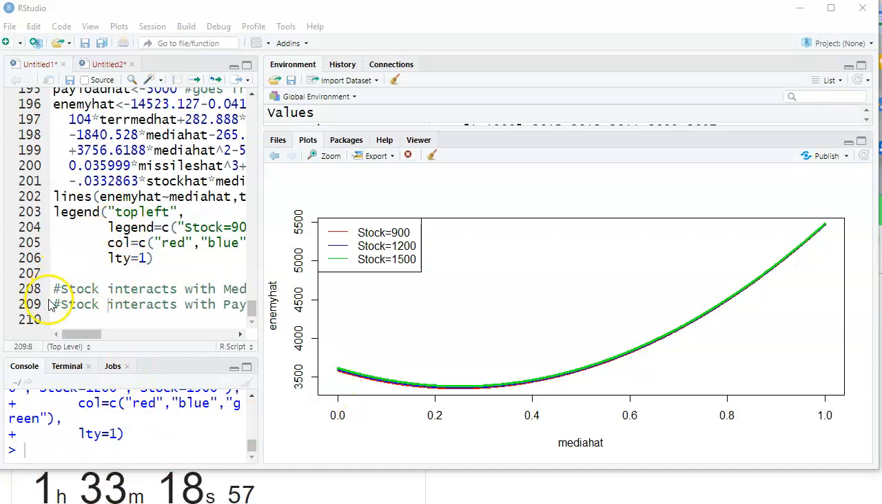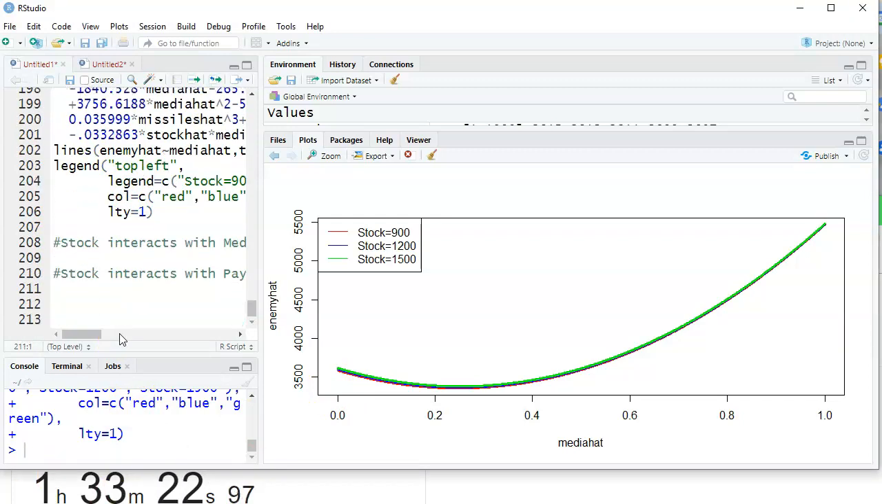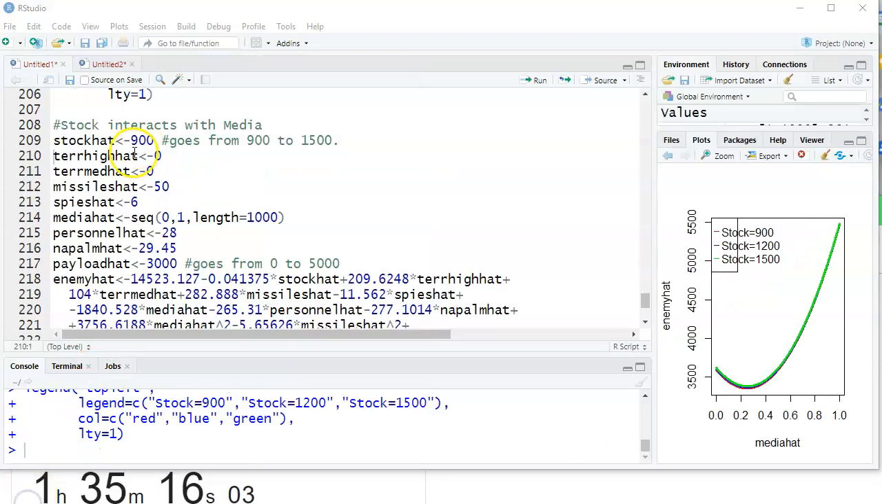Okay, stock interacting with the other two. Now, stock interacts with two different variables. So some people might say you really ought to have a 3D plot. That's more than what this class would expect. So instead, I'm going to do a stock versus media and then a stock versus payload. So since these are stock plots, I need a sequence from 900 to 1500. Now you might say, hold on, we just did the plot with media and stock interaction. Yes, but that was when we were plotting media. Now we want to be plotting stock.